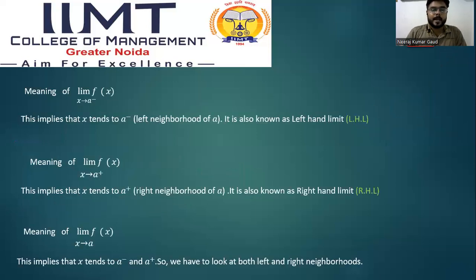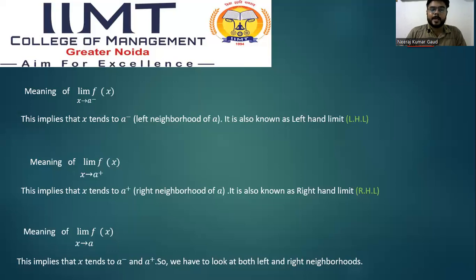Meaning of limit x tends to a negative f(x): this implies that x tends to a from the left neighborhood of a. It is also known as the left-hand limit. In short, we use LHL. Meaning of limit x tends to a positive f(x): this implies that x tends to a from the right neighborhood of a. It is also known as the right-hand limit. In short, we use RHL.